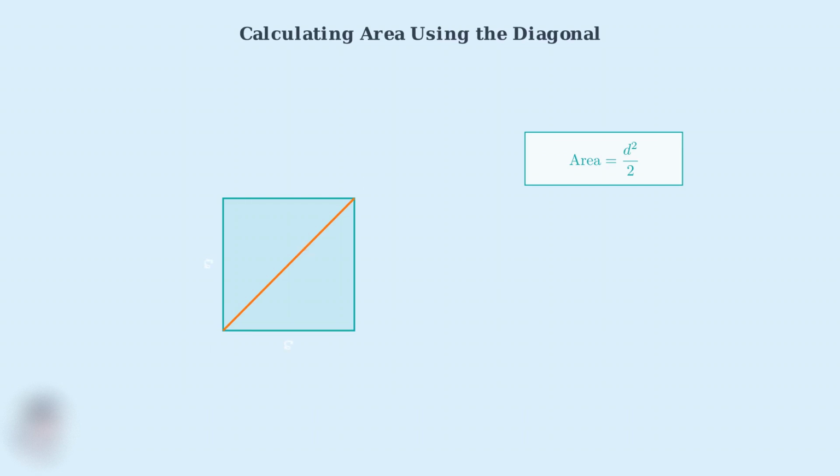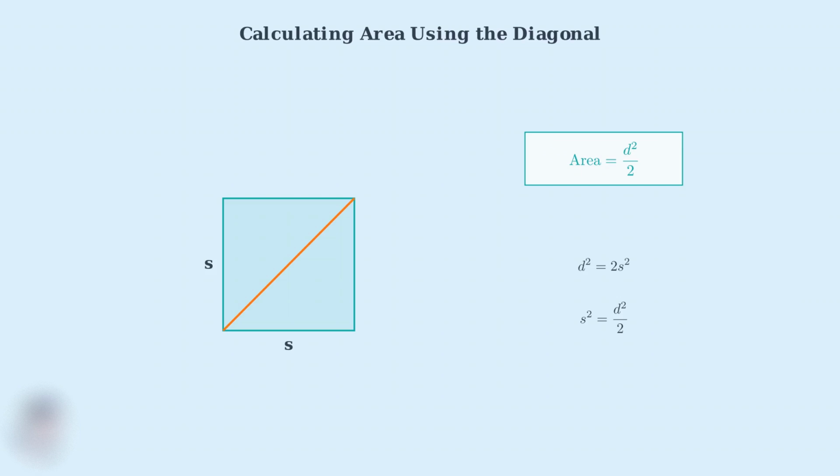But why does this formula work? To understand this, we need to explore the relationship between the diagonal and the sides of a square using the Pythagorean theorem. In a right triangle formed by two sides and the diagonal, we can apply the Pythagorean theorem. The diagonal squared equals the sum of the two sides squared. Since both sides are equal, we can simplify this to d squared equals 2 times s squared.